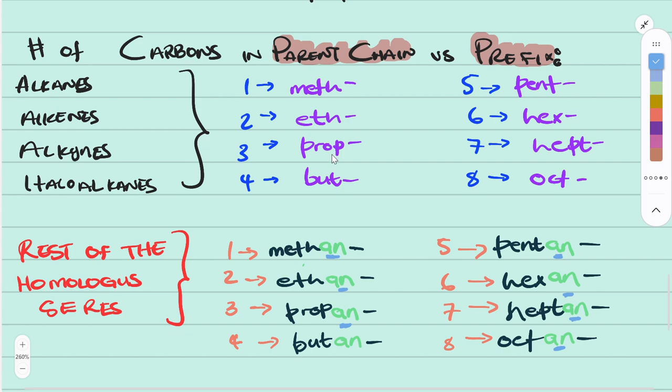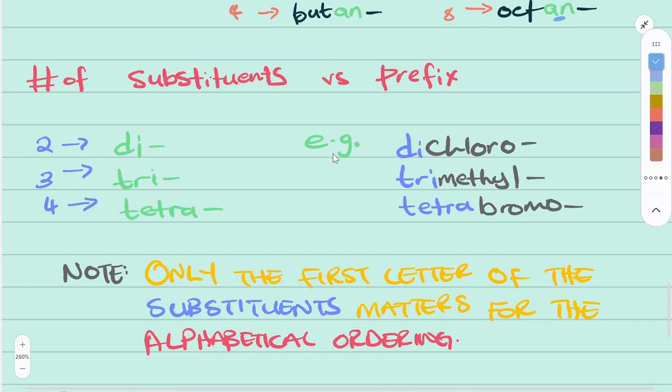So now, let us move on. We have this part whereby you're going to have the number of substituents versus their prefix. If you have 2 substituents, it's going to be di. If it's 3 substituents, it's going to be tri. If it's 4 substituents, it's tetra. For example, if you have 2 chlorines, you're going to have dichloro. If you have 3 methyls, it's going to be trimethyl. If you have 4 bromines, it's going to be tetrabromo.